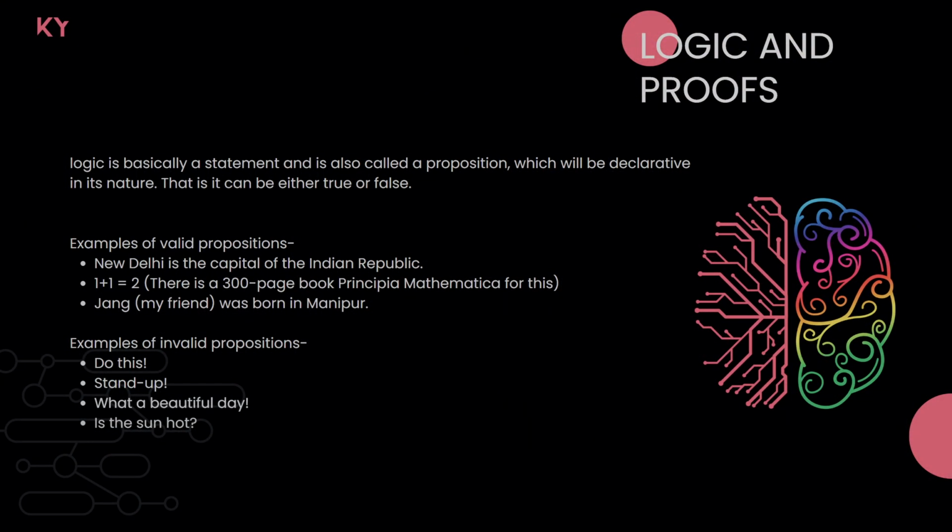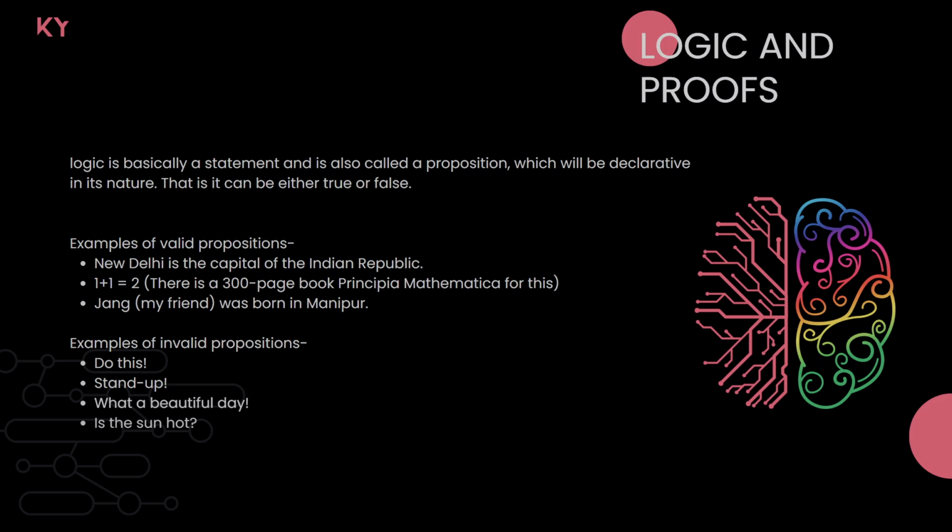The very next example is Jang, who is my friend, who was born in Manipur, and that's just the truth. It cannot be changed. It can either be true or false, but here it's the truth. Now, examples of invalid propositions, and you can say statements also, as there is no difference between propositions and statements. It could be like "do this," but the other person might say, "No, I'm not going to do it." "Stand up." "No, I'm not in the mood."